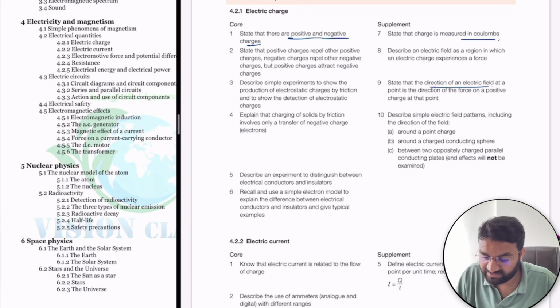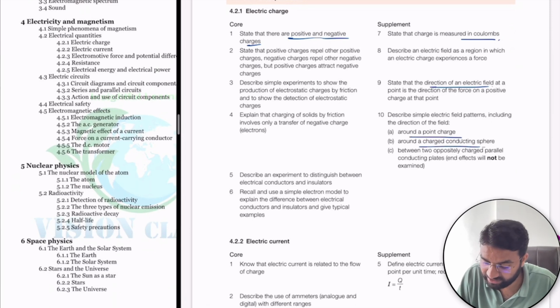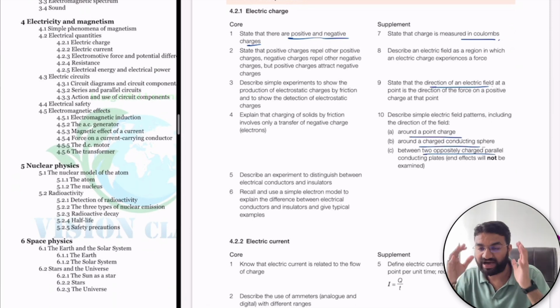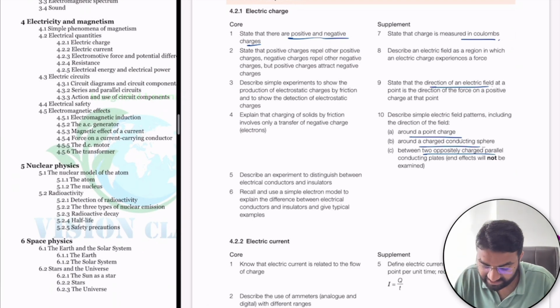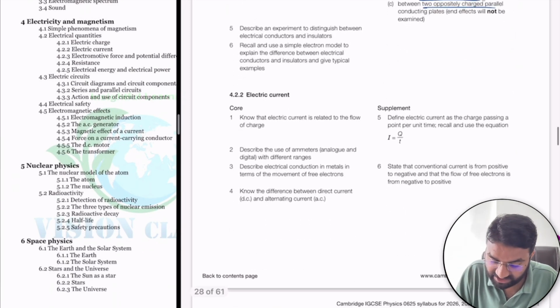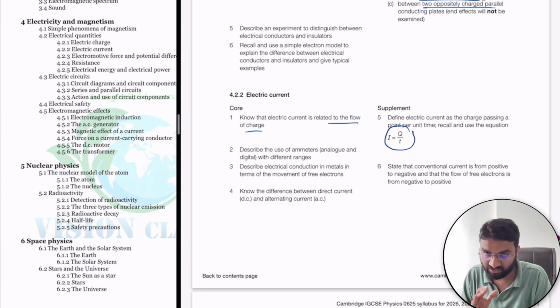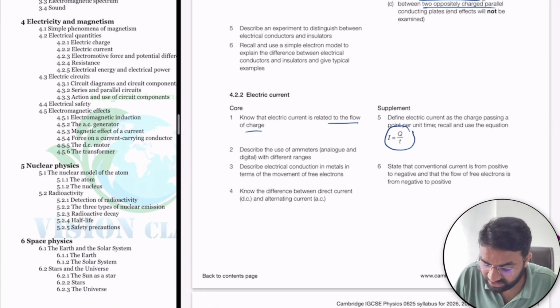Then for extended student, you have to understand the simple electric field pattern, then electric field around the point charge, the conducting shape, then two opposite charged parallel conducting plates. Then next, electric current, flow of charges, for extended student. Then next, conventional current in the form of positive to negative.